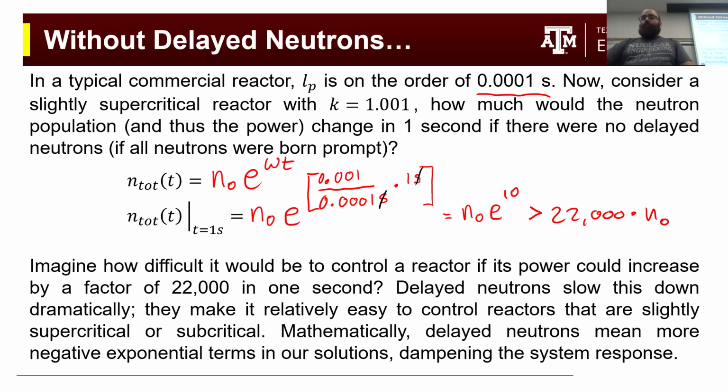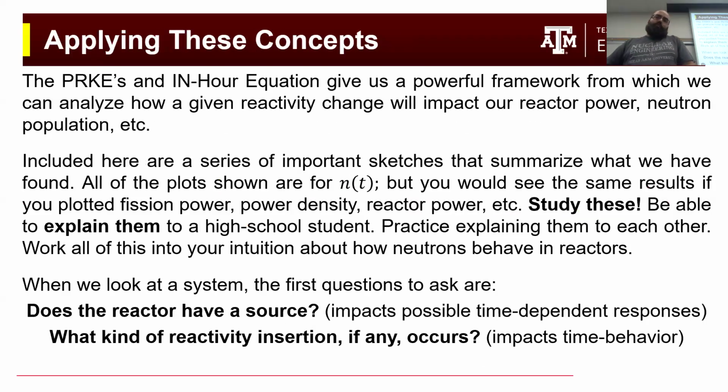So delayed neutrons are really important and they help make our reactors more controllable. Knowing about the point reactor kinetics equations and the solutions to those, the solution of the n-hour equation, and taking the solutions and the time constants and putting them together gives us a good framework by which we can look at a reactor and say, is it critical, is it subcritical, or is it supercritical? And also, does it have a source or does it not have a source?